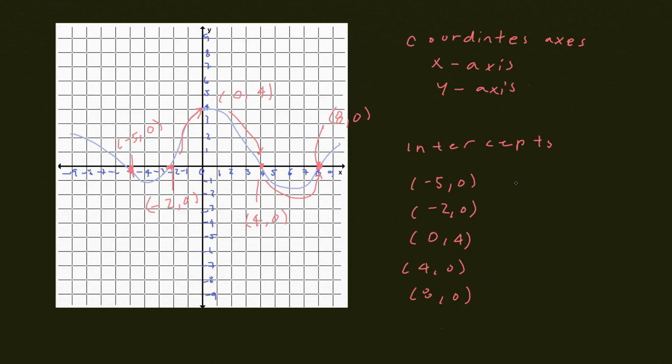But what if we just want to identify the x-intercepts? The x-intercept is fairly simple, because these points are the x-intercepts. The x-intercepts are at -5, -2, 4, and 8. And that can also be translated to the y-intercepts, so the y-intercept is just this one.